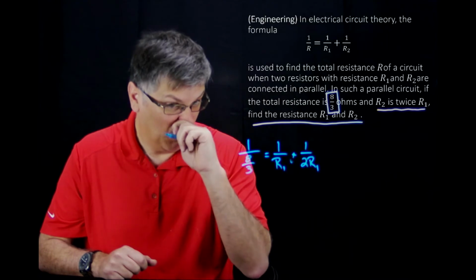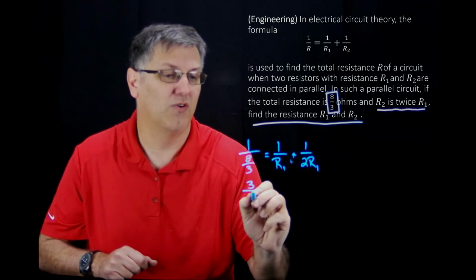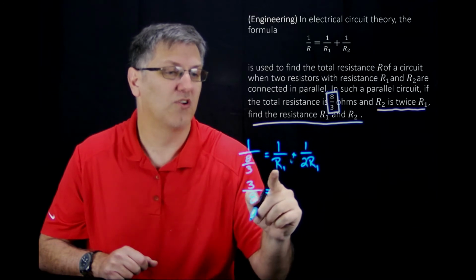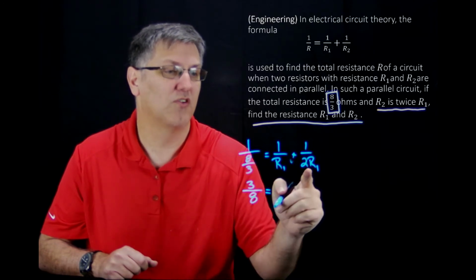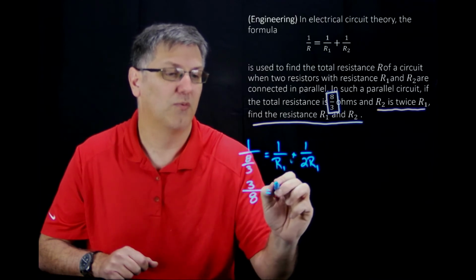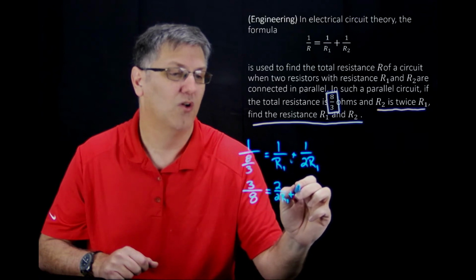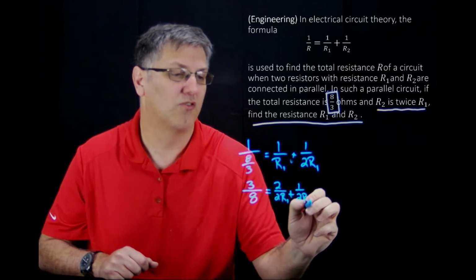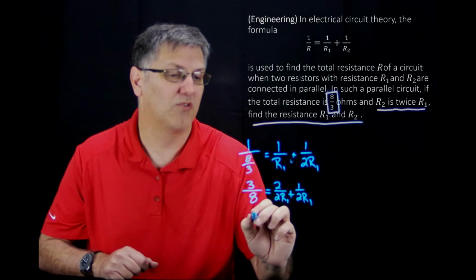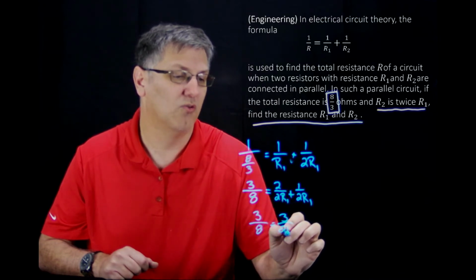From here, this 1 right here just simply means we're going to take the reciprocal, and I'm going to get 3 over 8 equals, so I'm going to look here, this R sub 1 is missing a 2. So I'm going to multiply this whole fraction by 2 over 2. I'm going to get 2 over 2 R sub 1 plus 1 over 2 R sub 1. This comes down to 3 over 8 equals 3 over 2 R sub 1.